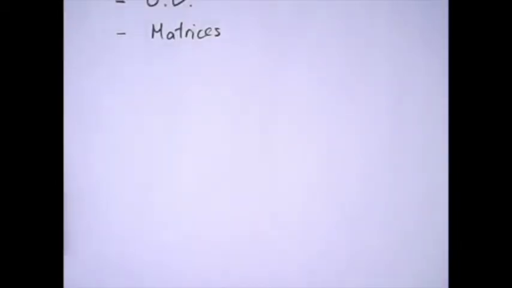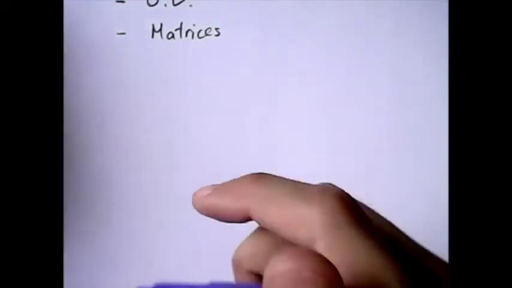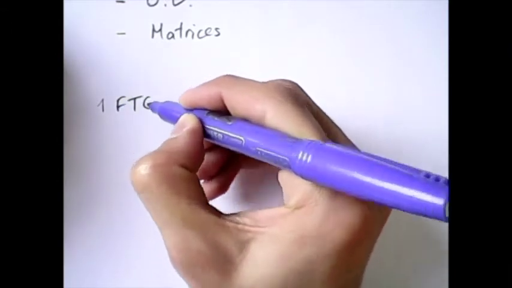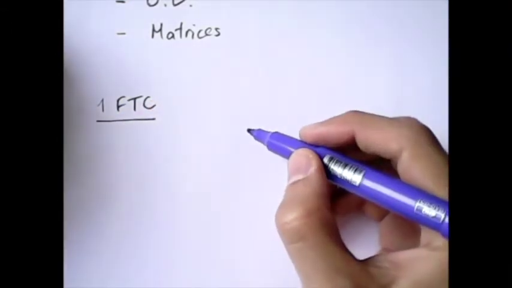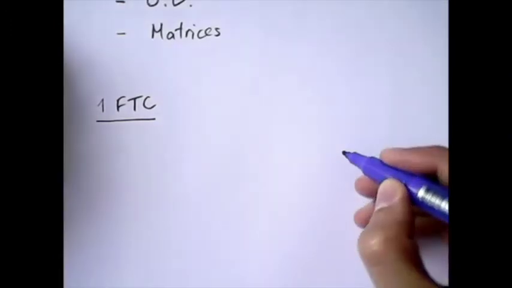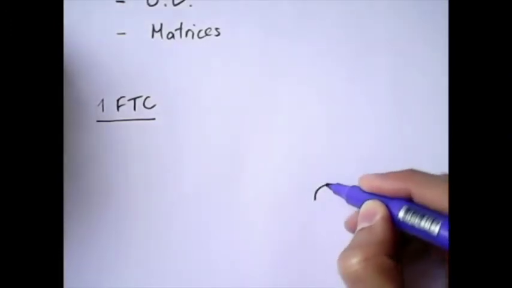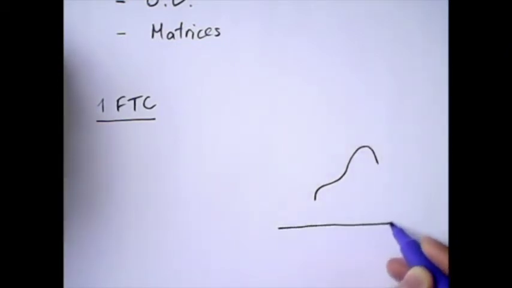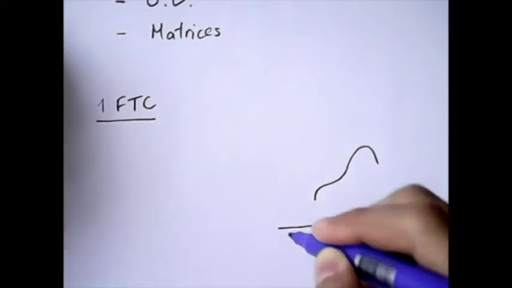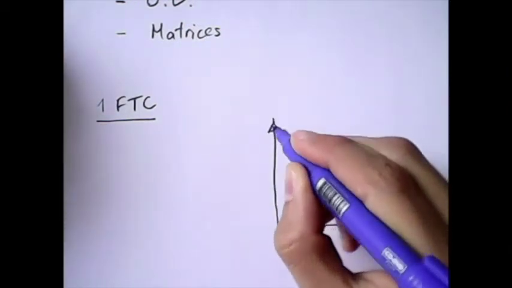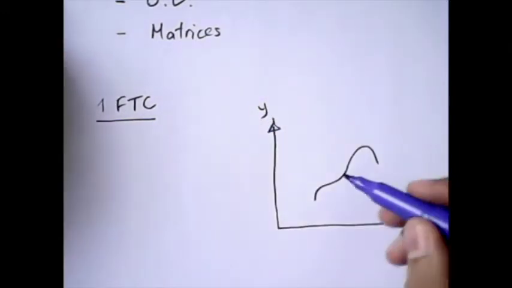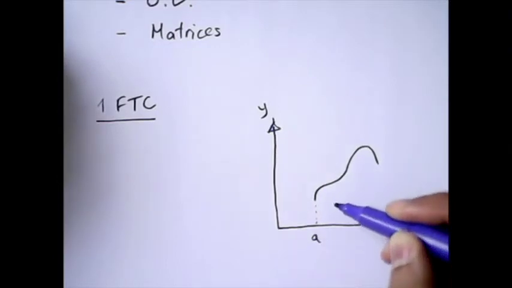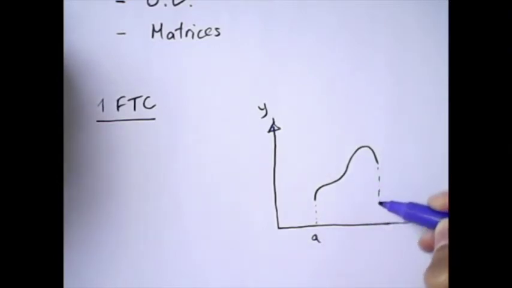Before going to the differential equations, let's take a look at the first fundamental theorem of calculus. Let's start with this simple example. Let's say we have a mountain such as this, and let's define a coordinate system too for it. Let's say this is x and this is y. Okay, so our mountain will start somewhere at x equals a and goes all the way to x equals b.